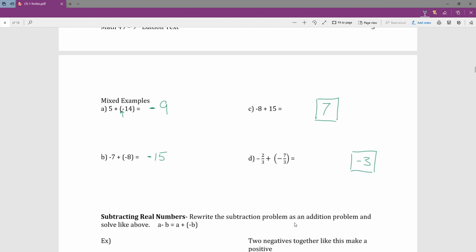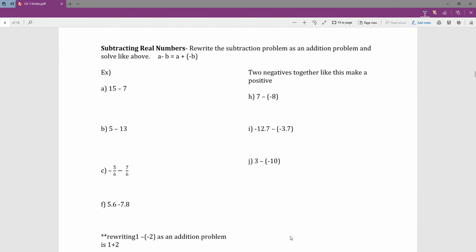Okay, so moving on. So we've added numbers that had the same sign. We've added numbers that had different signs, and now we're going to subtract real numbers. And your textbook suggests, all right, well, we've already gone through adding numbers, so why don't we rewrite subtraction problems as an addition problem and do what we've already been doing? So in this one, we can rewrite this one as an addition problem. It's the same thing as 15 plus a negative 7. And that's what this is trying to illustrate up here with the pattern, with the letters.